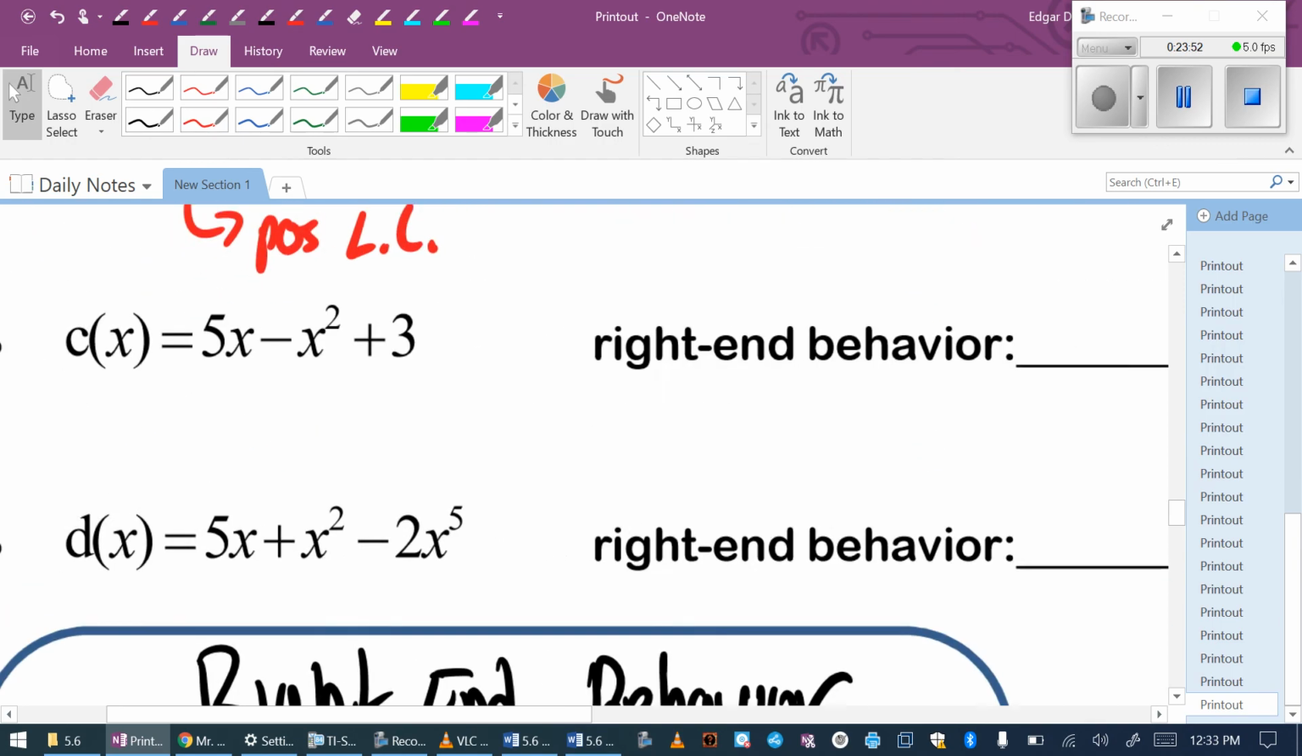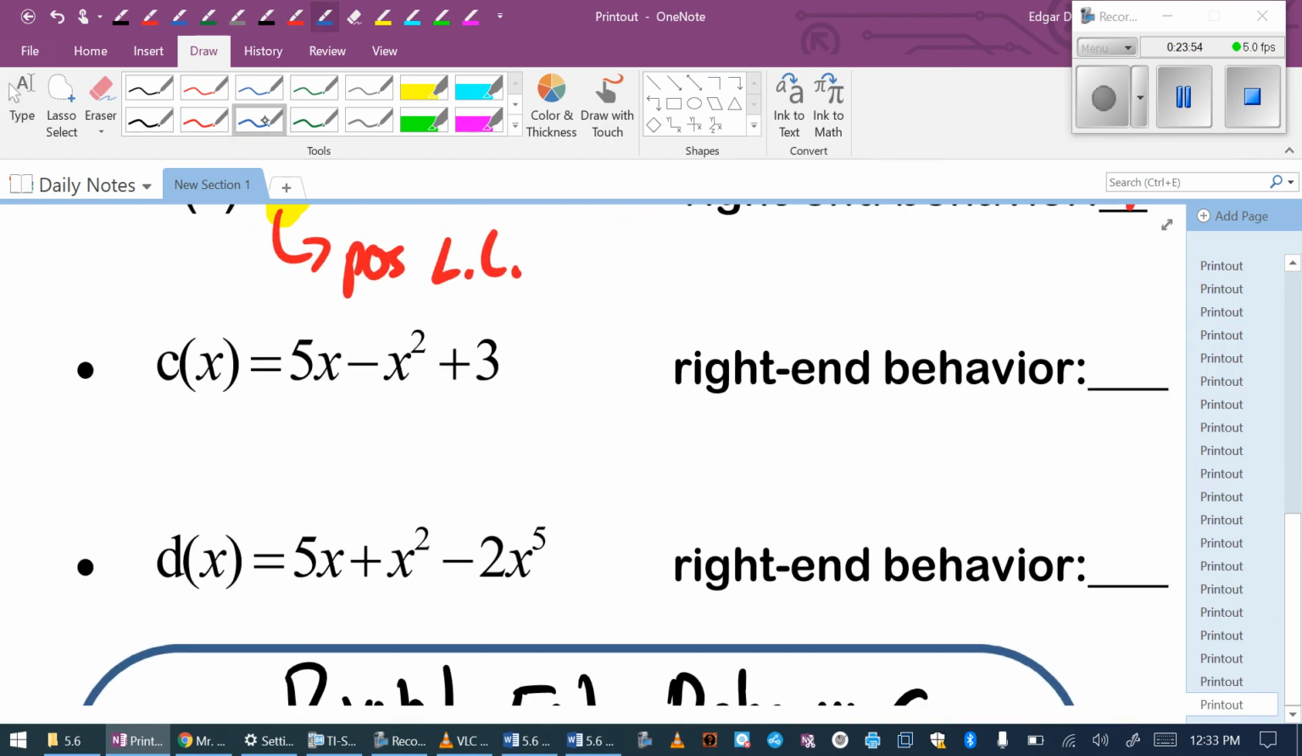Next one, and this is where it starts to get a little trickier, guys. This has highest degree of 1, this has highest degree of 2, and this has nothing. So the highest degree here is actually the 2. Now, what's the number in front of that 2? It's a negative 1, guys. This is your leading coefficient. A negative leading coefficient, a negative 1.